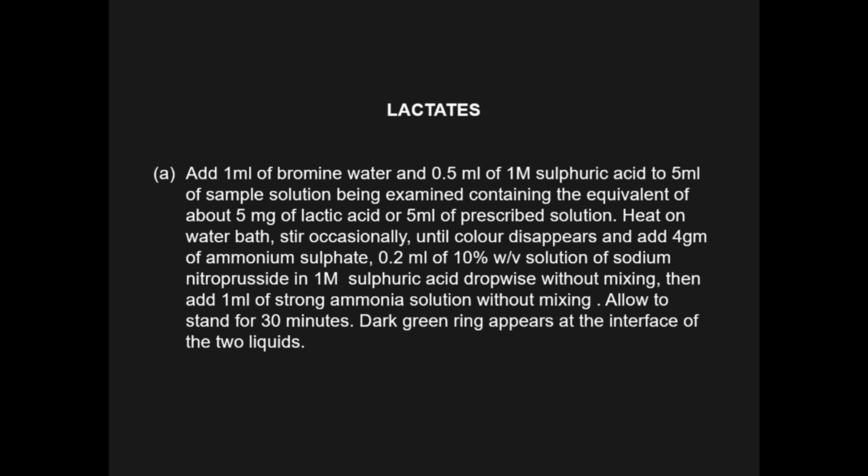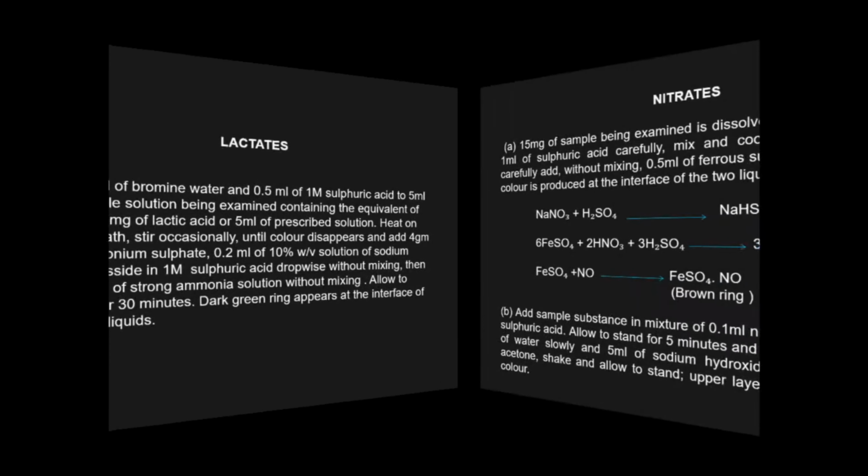Heat on a water bath, stir occasionally until the color disappears, and add 4 gram of ammonium sulfate along with 0.2 ml of 10% weight by volume solution of sodium nitroprusside, and 1 molar sulfuric acid dropwise without mixing. Then add 1 ml of strong ammonia solution without mixing. Allow to stand for 30 minutes. A dark green ring appears at the interface of the two liquids. This is how we can identify lactate anions.